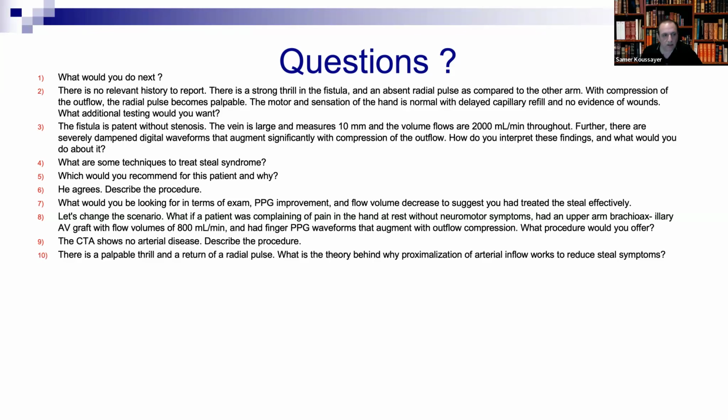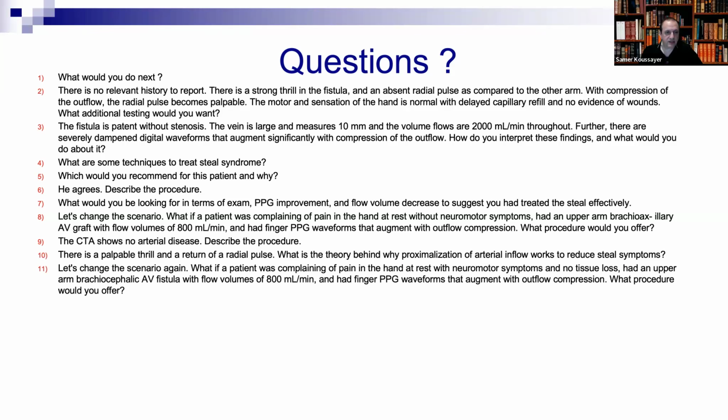Okay. All right, let's change the scenario again. What if the patient complains of pain in the hand at rest with neuromotor symptoms and no tissue loss, and had an upper arm brachiocephalic fistula with flow of 800, and had finger PPG that augments with outflow compression? What procedure would you offer?